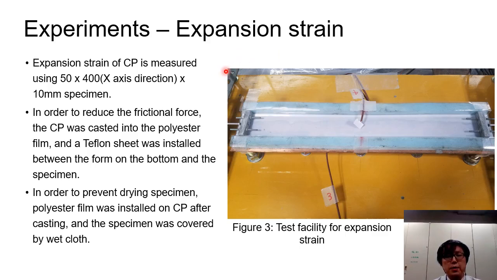The cement paste was cast into a polyester film to reduce friction from the formwork. The bottom plate was a copper plate, and a Teflon sheet was installed between the bottom plate and the polyester film. In order to prevent the test specimen from drying, a polyester film was set on the upper surface after the paste was cast, and the specimen was covered with a wet cloth.